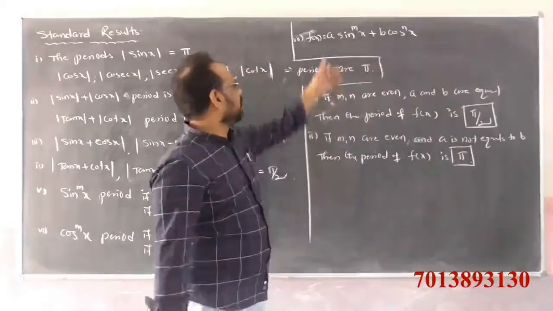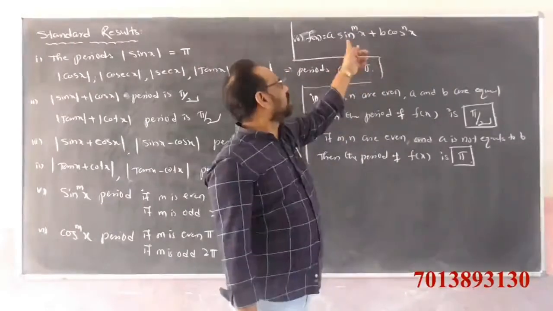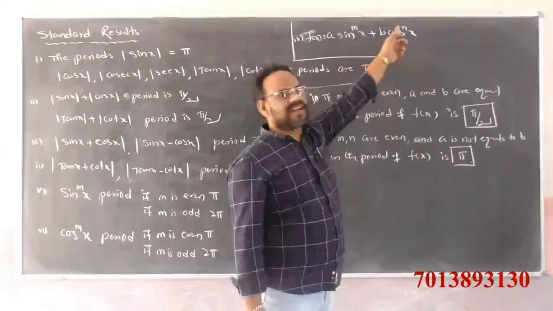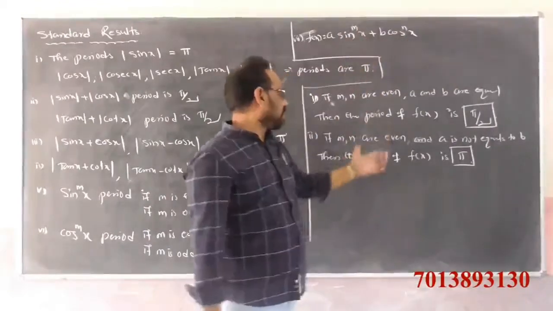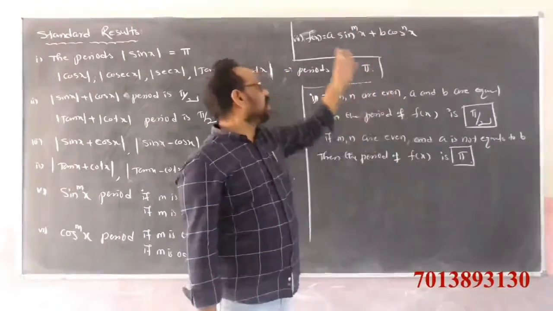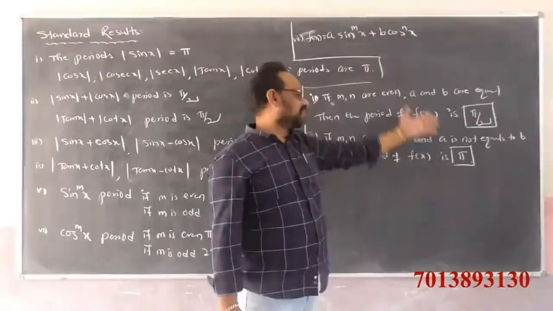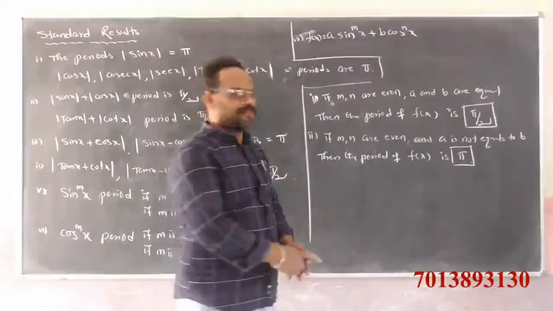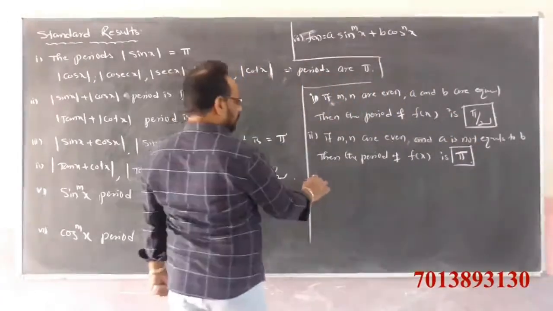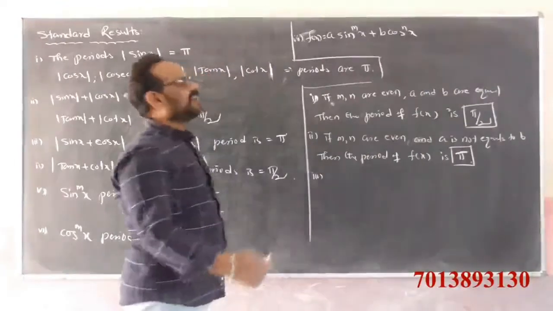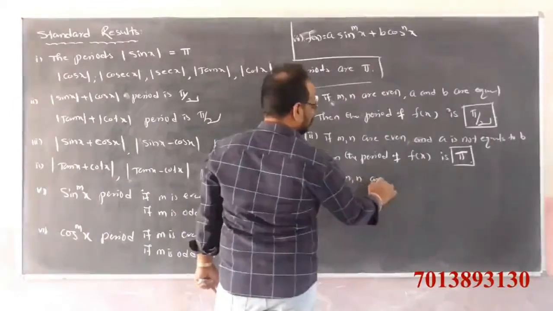That means M and N are even numbers, take 4 and 6. So 2 sin power 4x plus 3 cos power 8x. M and N are even, A is not equal to B, take A as 2 and B as 3. What is the period? Clearly the period is nothing but pi. The period is nothing but how much? Pi.